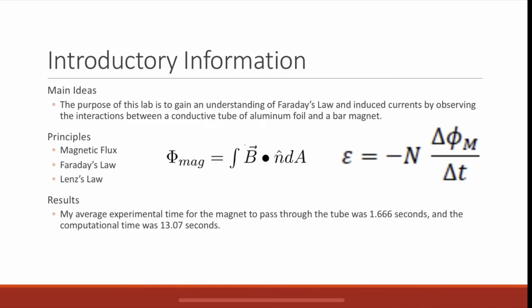Some of the main principles are magnetic flux. The formula is shown there. Just the magnetic field times the area in the n-hat direction. In Faraday's law and Lenz's law, the formula is to the right over there. Basically, EMF is the negative derivative of flux times number of loops.